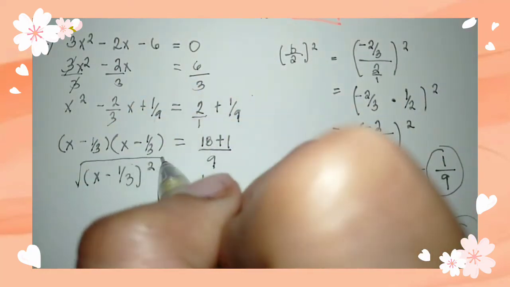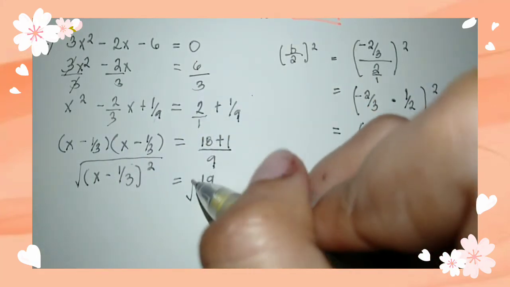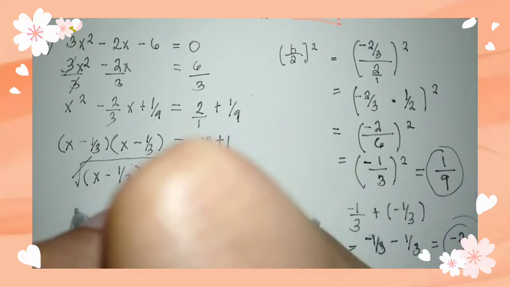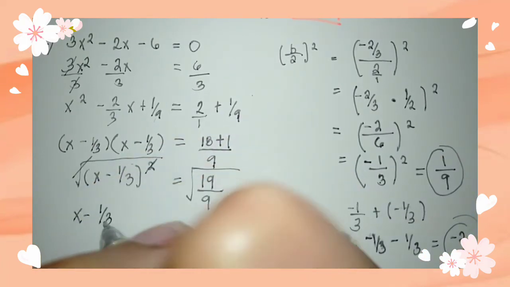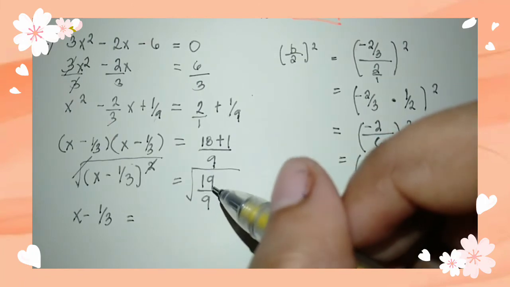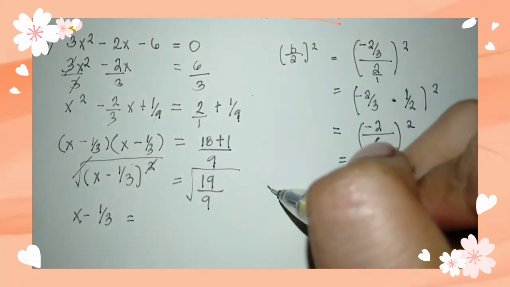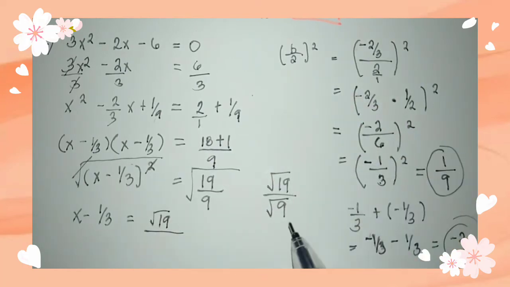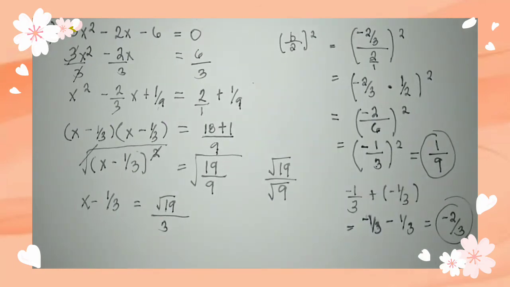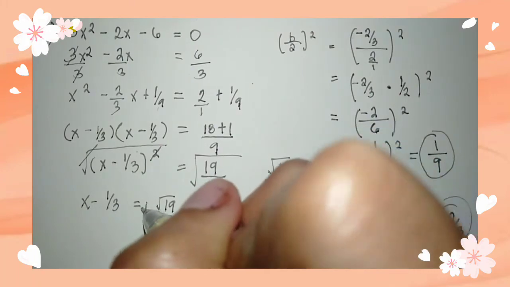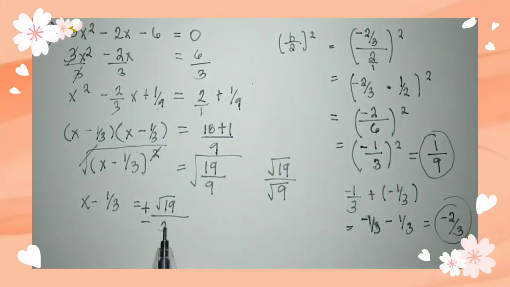So we have square root of x minus 1/3 squared and of course sa kabila. So we have to cancel it out. So x minus 1/3 is equal to, as you can see, ang representation ng fraction natin in regards with square root is ganito. Square root of 19 and square root of 9 over, since square root of 9 is 3. Okay, so next thing to do is to get the solutions. We have two solutions. I forgot, we have positive and negative square root of 19 over 3.